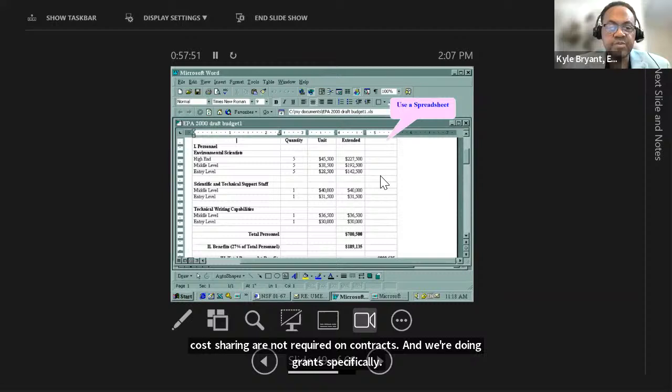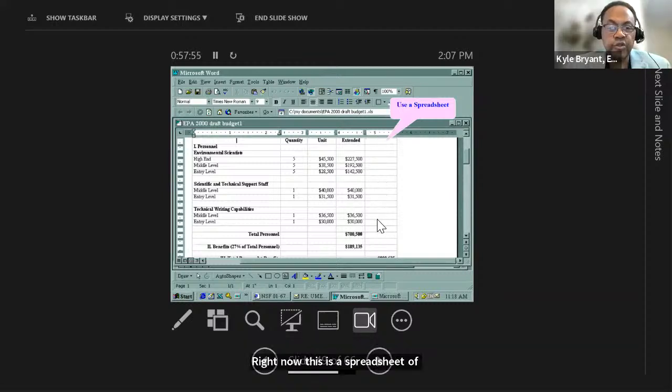This is a spreadsheet of what a typical budget would look like. You would have to have some knowledge of how to use Excel, or you could do it in Word, but it's better to do it in Excel where it would keep track of your adding and subtracting.